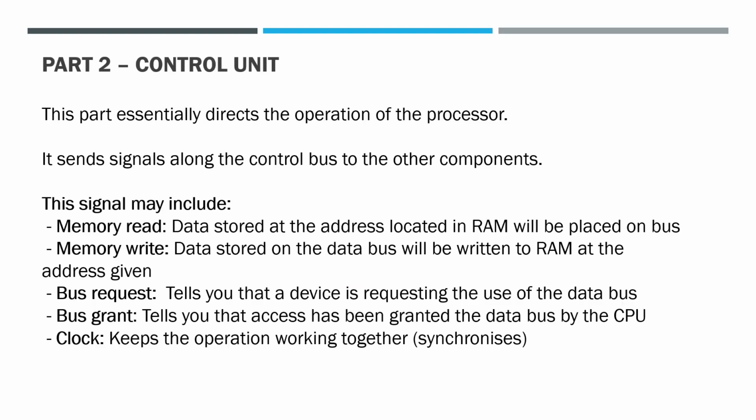So, the control unit. The control unit essentially directs operation to the processor. It can send signals along the control bus to the other components. And these signals may include many things, but here are the 5 main ones it can do.